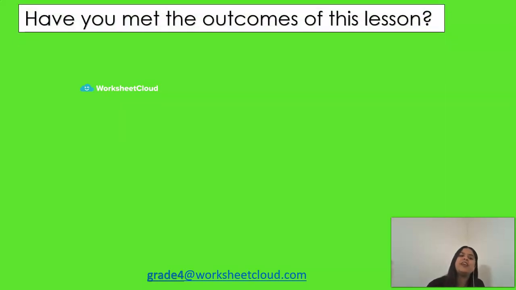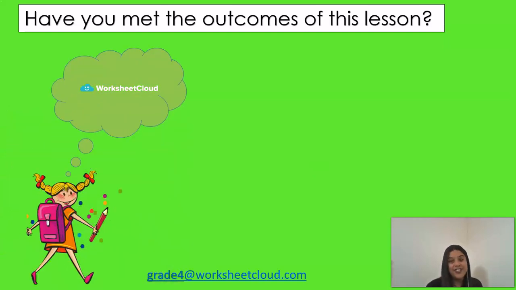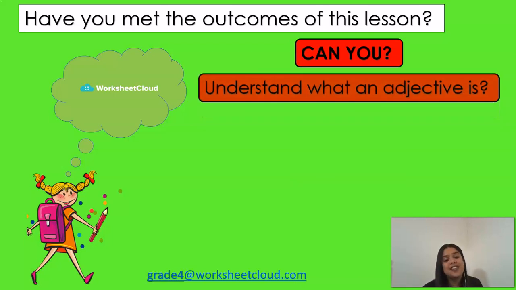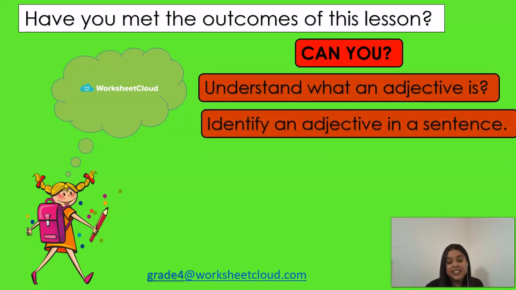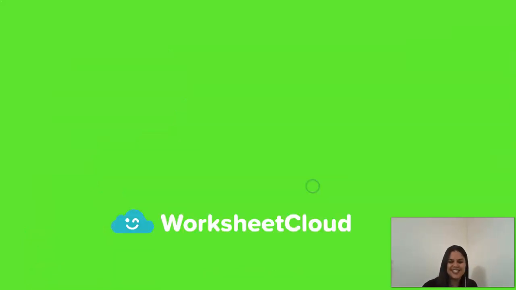So, have you met the outcomes of this lesson? Let's see. Can you understand what an adjective is? Identify an adjective in a sentence. Use an adjective in a sentence. If you are able to do these things, then we are good to go, grade 4s, because you have met the outcomes of this lesson.